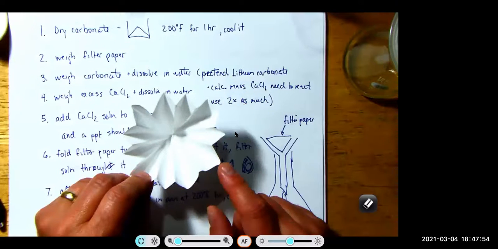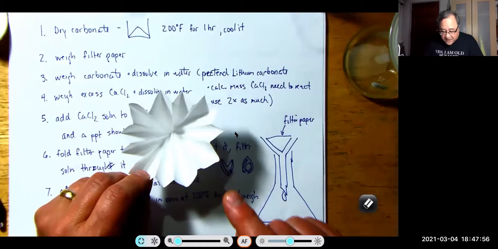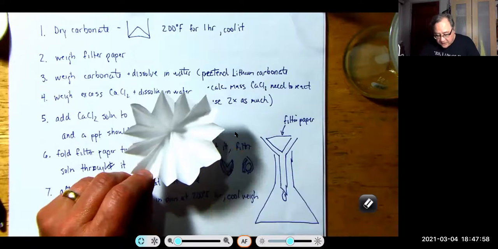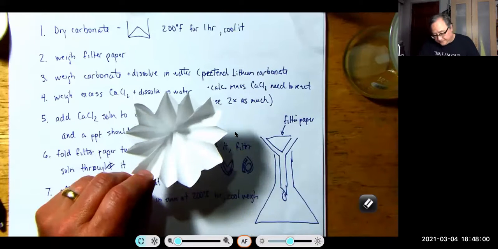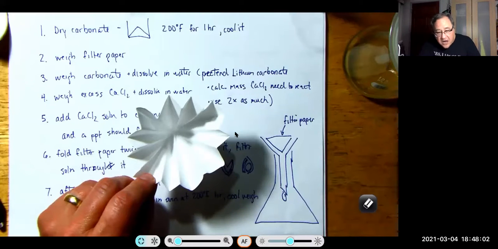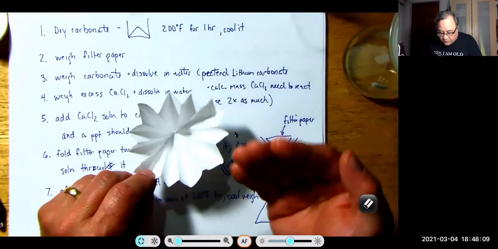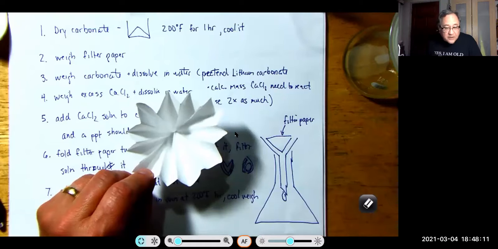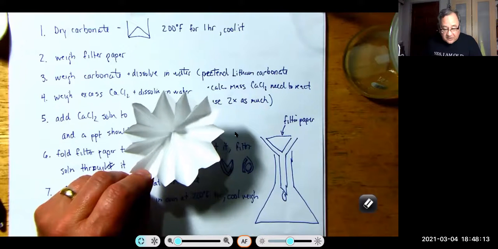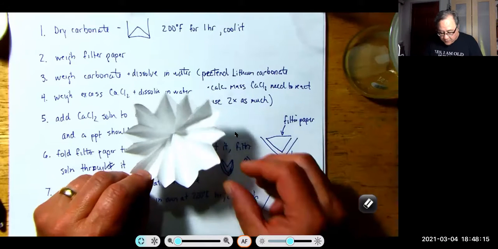The pro of doing this is that you have more surface area, so it filters faster. The con is there's less volume it can hold because of all the ridges that fold in. So you can only put a little bit of liquid in here at a time compared to the other method. But they both work equally well.